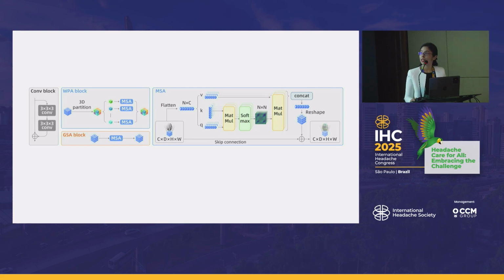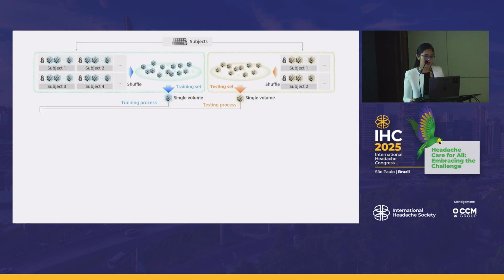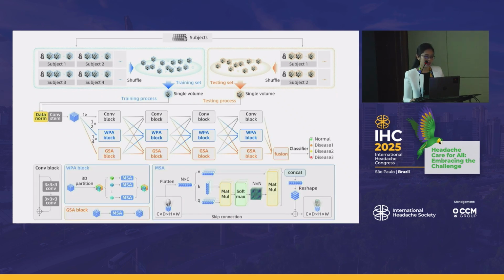And here are the detailed structures for the MSA block, the WPA block, and also the GSA block. And now we have our data. Firstly, we randomly split the data into 80% for training and 20% for testing. We shuffle these data and put them into our model. And then after the parallel branch, the data will go into a classifier called a fusion block, and it will just output the classification results.